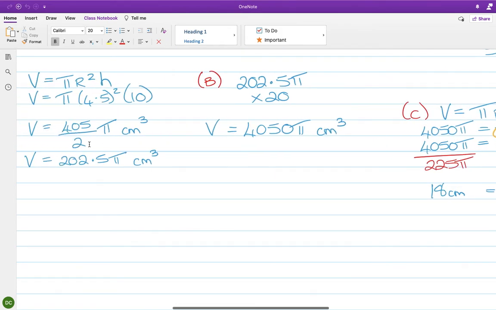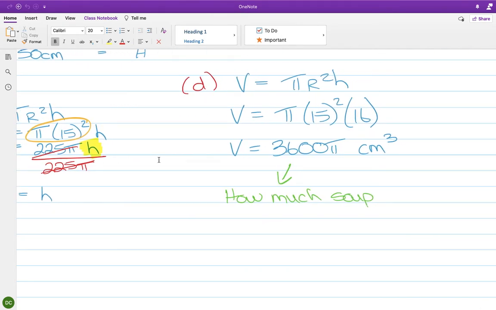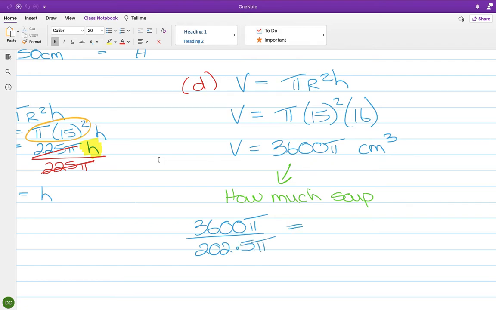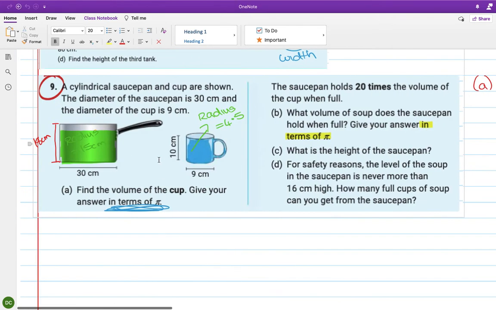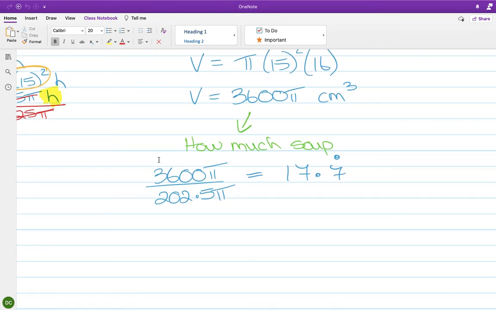Okay? Each cup was this 202.5 pi. So if I do 3,600 pi divided by 202.5 pi, and see how many cups I can get out of the soup, what I get is 17.7 recurring. So how many full cups of soup can you get from the saucepan? I can only get 17 full cups. It doesn't quite fill the 18th.